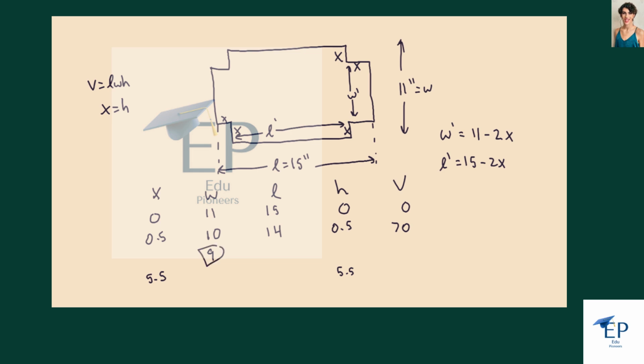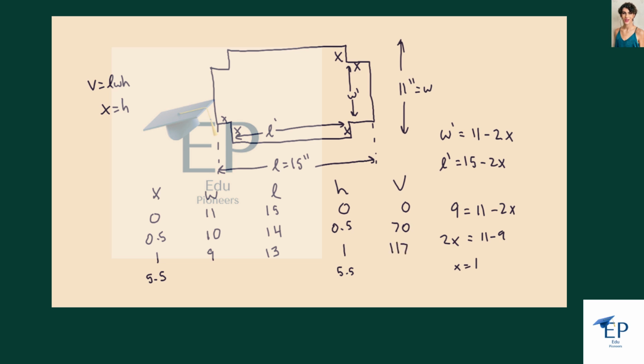If we have a new width of 9, then we can use this equation to solve for x. So if we have a new width of 9, it's going to be 9 equals 11 minus 2x. If we solve this for x, well, we'll have that 2x is equal to 11 minus 9, which is going to be 2, so x must be equal to 1. We know that our height is equal to our x value, so that's going to be 1 there. And then our length is 15 minus 2x, so 15 minus 2 times 1 is going to be 13. Multiply those together, our volume will be 9 times 13, which is going to be 117 cubic feet.